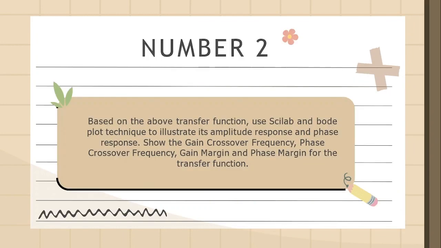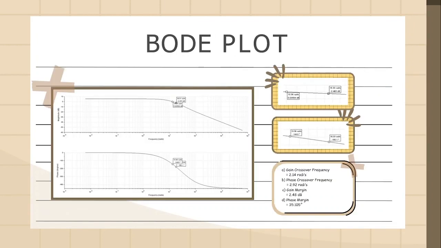for question number 2, based on the above transfer function, we need to use Scilab and the Bode plot technique to illustrate its amplitude response and phase response. And we need to show the gain crossover frequency, phase crossover frequency, gain margin, and phase margin for the transfer function. After using Scilab, we will get the result like this. This is the amplitude or magnitude and also the phase.